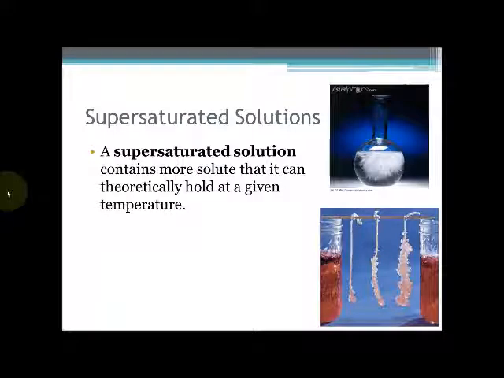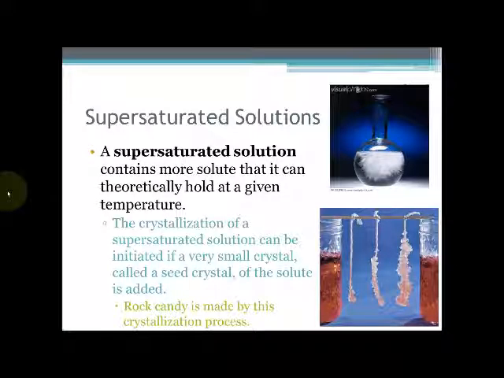Supersaturated solutions. A supersaturated solution contains more solute than it can theoretically hold at a given temperature. The crystallization of a supersaturated solution can be initiated if a very small crystal, called a seed crystal, of the solute is added. Rock candy is made by crystallization of this process.